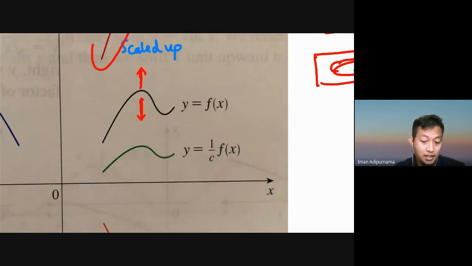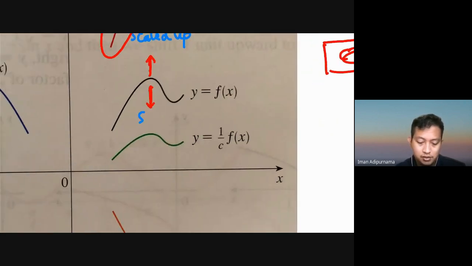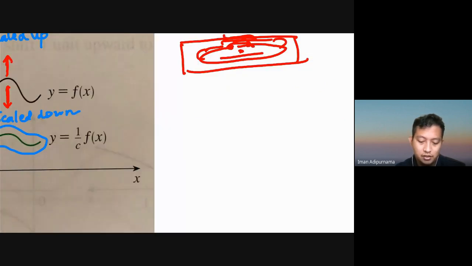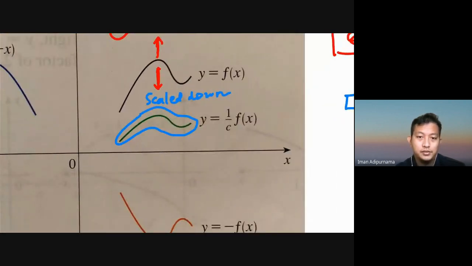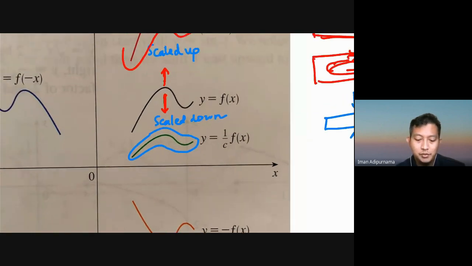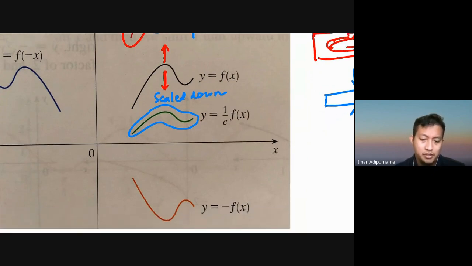And when you're scaling down, you divide your function by the constant, and it's like you have an object and you press the object, and it's going to look like this one. So that's what happens when you multiply the function with c or 1/c.